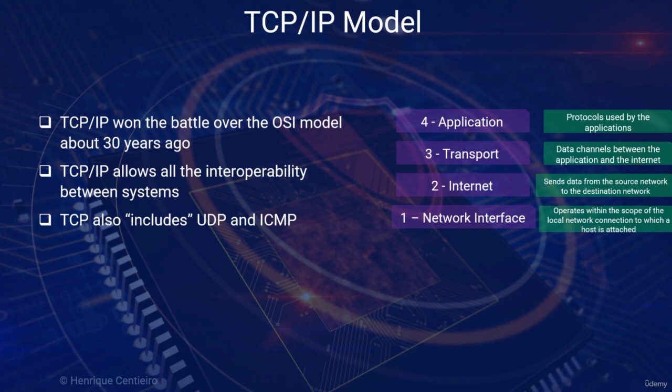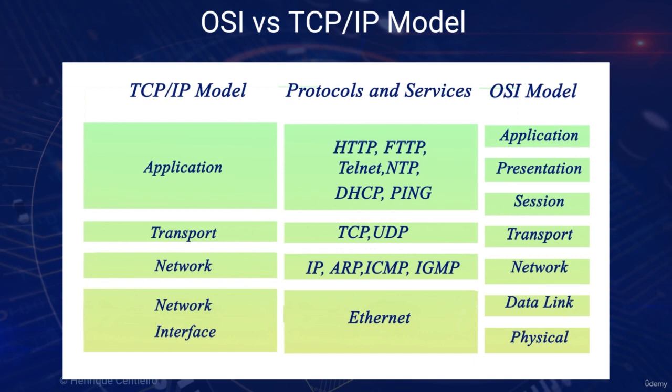As you can see here in the diagram, the TCP/IP model has these 4 layers, while the OSI model that we just saw has these 7 layers. And here on the diagram you can see the protocols and services that use the different layers. So on the application layer you have HTTP, and you basically have the applications and all that good stuff.